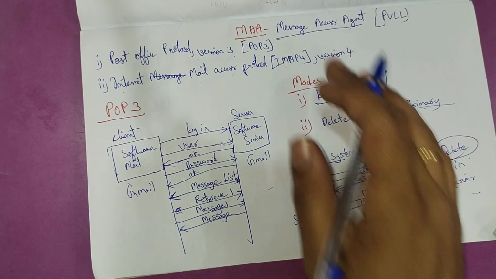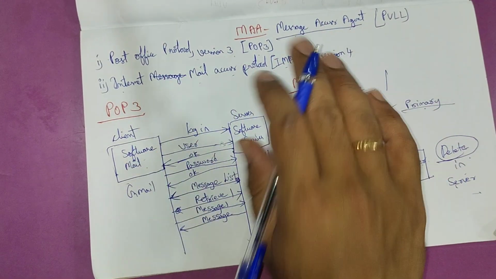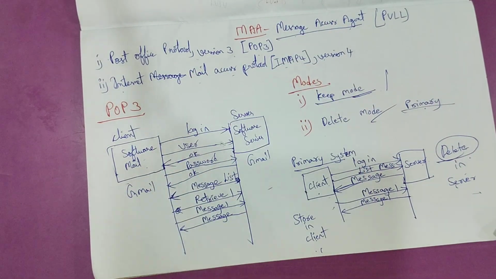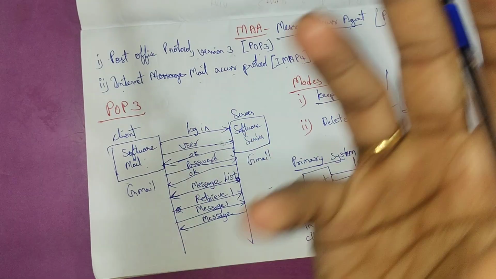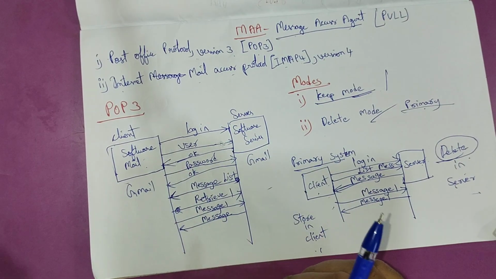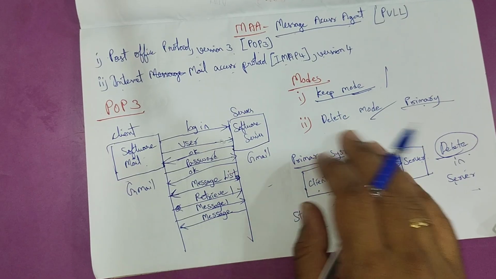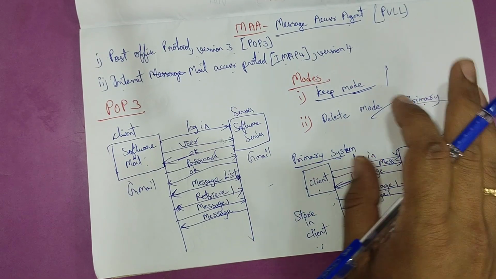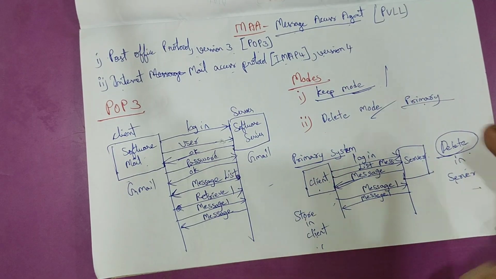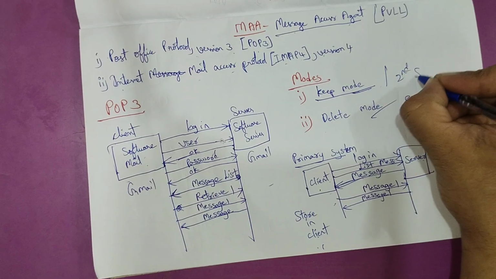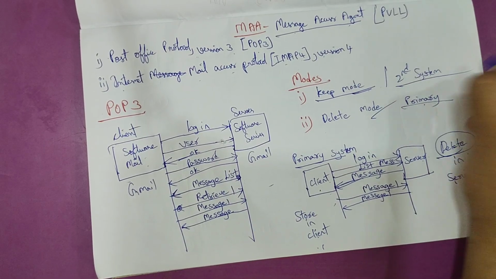This is all about the message access agent POP3. What we have discussed is that POP3 is a protocol used for retrieving the data, fetching the data, right? So here you have two different modes, keep mode and delete mode. Delete mode is going to work in the primary system, keep mode will be working in the secondary system or your friends' system.